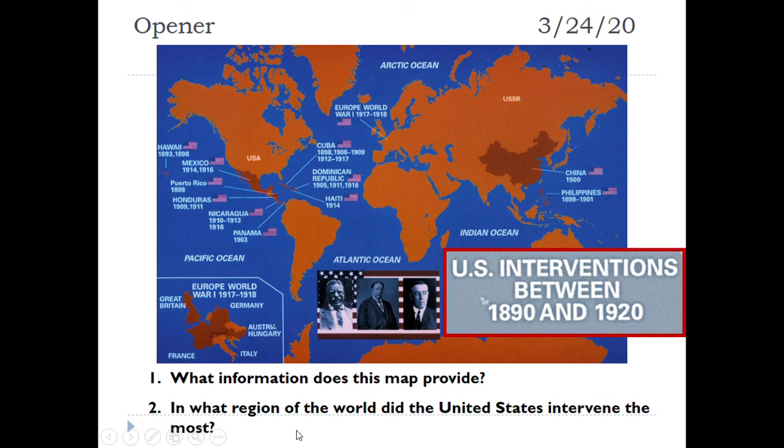Number 2 says, in what region of the world did the United States intervene the most? Well, take a quick look. Where do you see most of these tiny little American flags? You should be saying right around this part of the world. If you notice, there's a flag for Mexico, Puerto Rico, Honduras, Nicaragua, Panama, the Dominican Republic, Cuba, Haiti. These are all places where the U.S. was taking action. Now that part of the world, where everybody is Spanish speaking, for the most part, we call Latin America. So that'd be number 2.